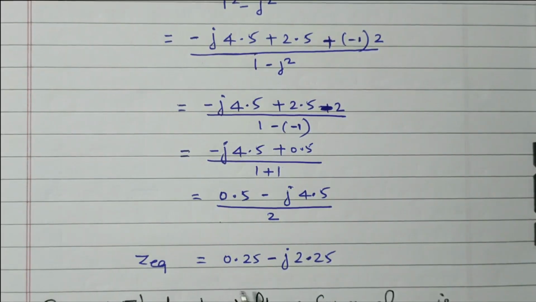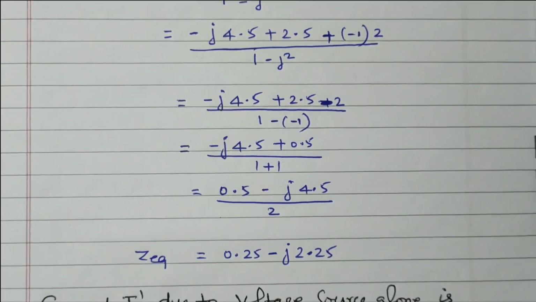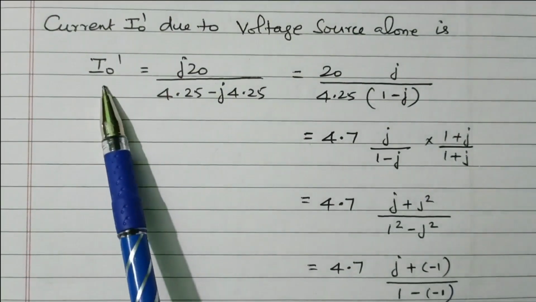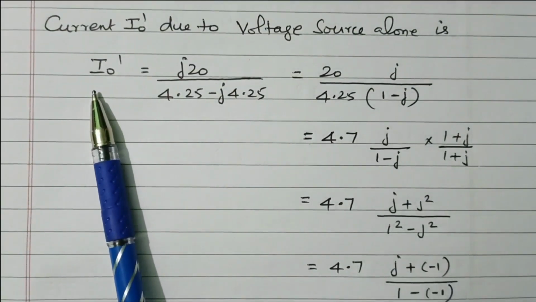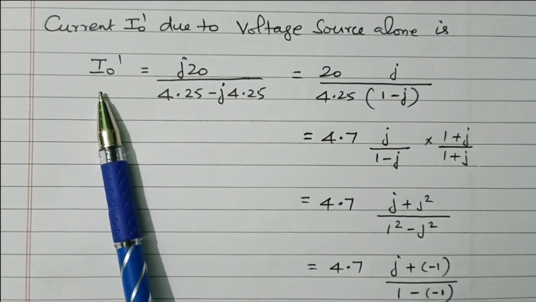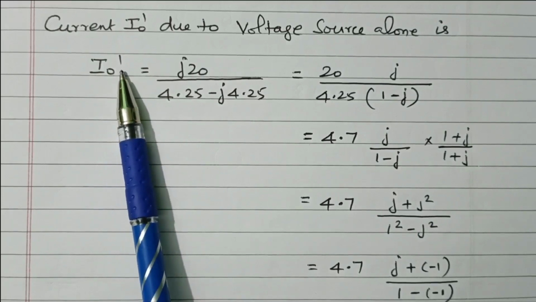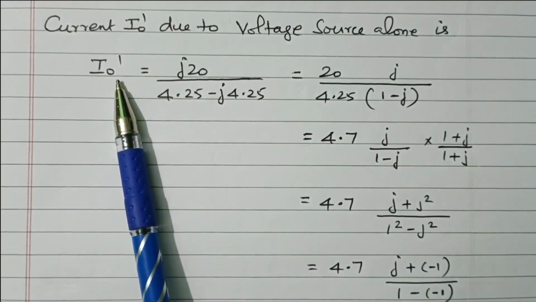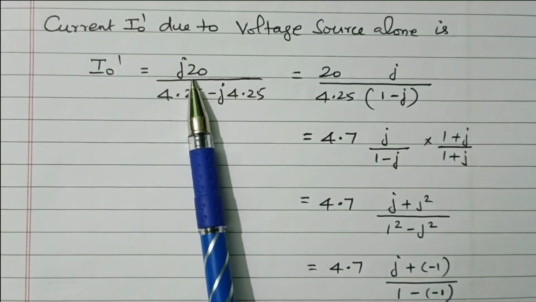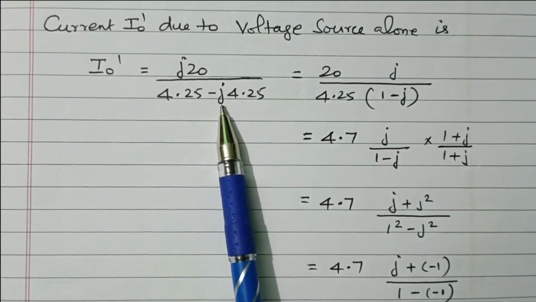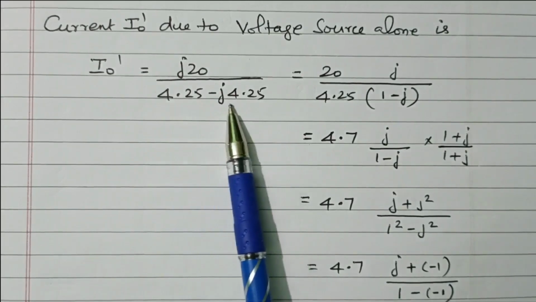So this is the circuit that is available. Now the Z equivalent is verified, and we also got the total impedance from the circuit diagram we already discussed. Now we can find the current. Because of the single loop, the current flowing through all the elements is equal. So we can say I naught dash, right? This is our requirement. This I naught dash means current due to only the voltage source. So j20, that is the voltage source, divided by the total impedance 4.25 minus j 4.25. This we already discussed, right?